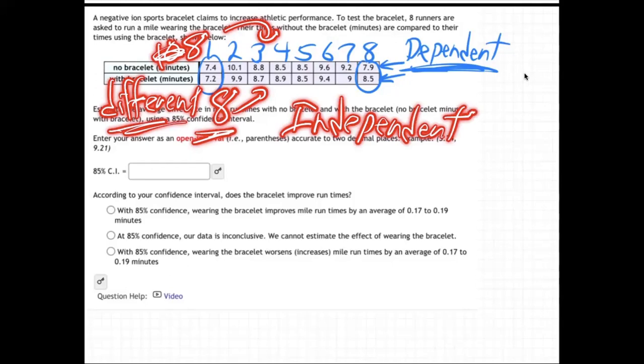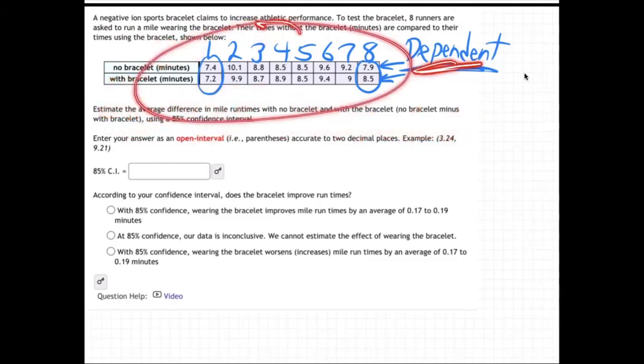We're doing dependent, because if you did 2 independent groups, and the group that wore the bracelet ran better, then you would think, well, maybe the bracelet made a difference, but maybe those 8 people are different than the other group. Maybe they're just faster runners. Whereas the way we did it, it's the same people. The same 8 people ran with no bracelet and then with a bracelet. So you don't need to worry that this is a faster group or slower group.